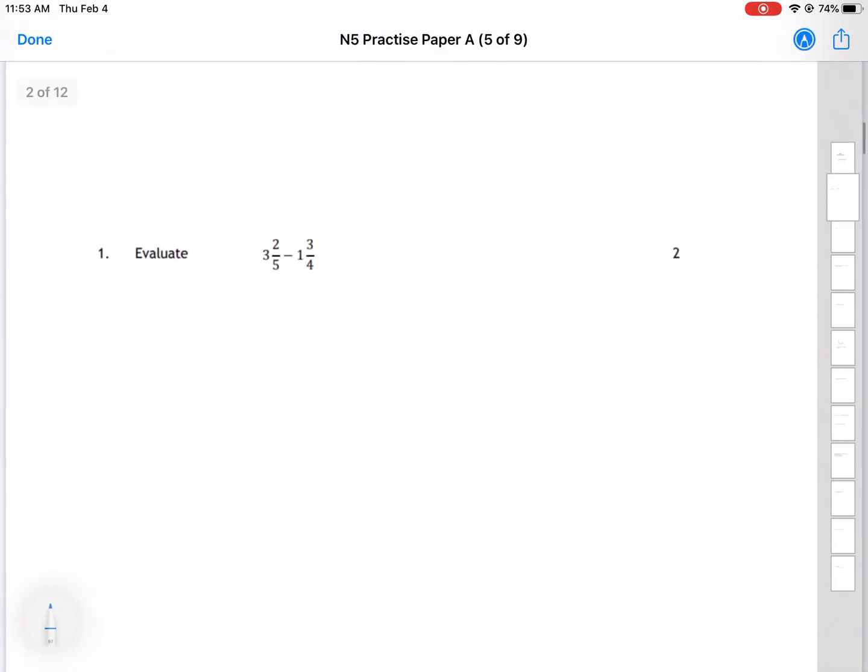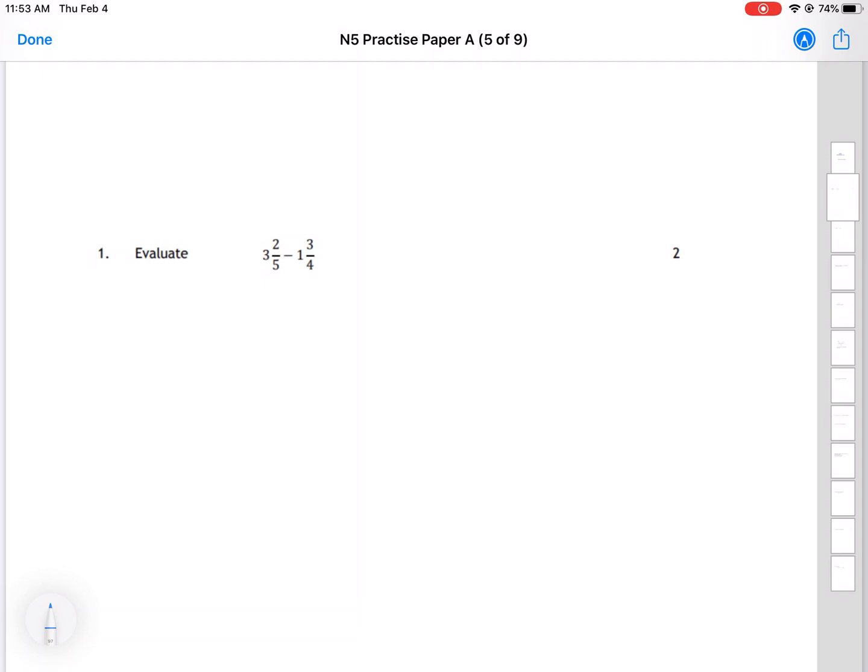So question 1 is all about fractions. Whenever I'm doing the adding and subtracting fractions, I tend to change them to top-heavy fractions, even though it's not necessary. You can leave them as mixed numbers, do your 3 take away 1 to get your whole number, and then 2/5 take away 3/4. You will end up with negatives there, which is why I like to do it the other way.